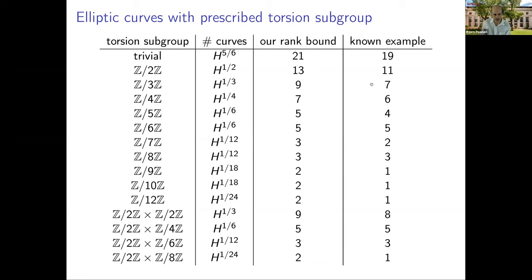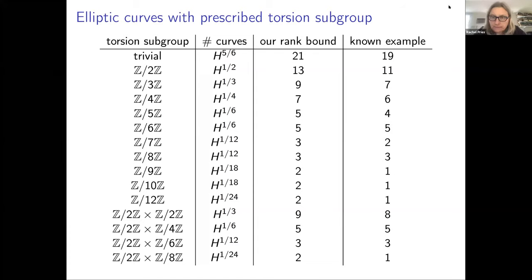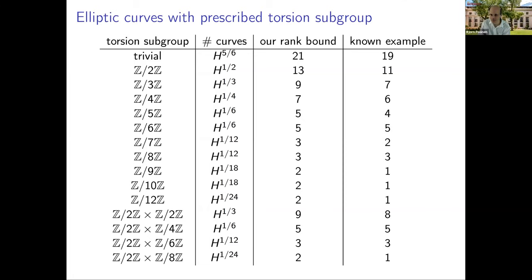Now, I'm not actually sure if this table is completely up to date. I think maybe Noam Elkies will talk about this later. Some of these numbers might have been improved in the last year or two. But I think it's maybe still true that they haven't contradicted any of these predicted bounds.